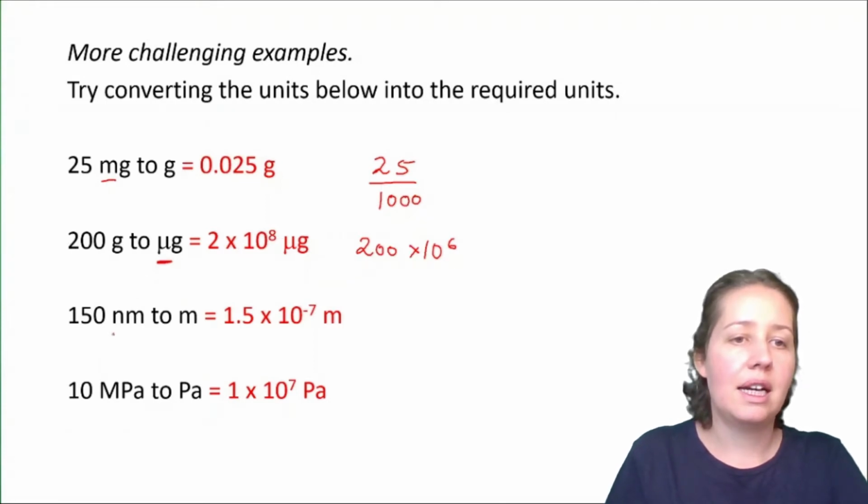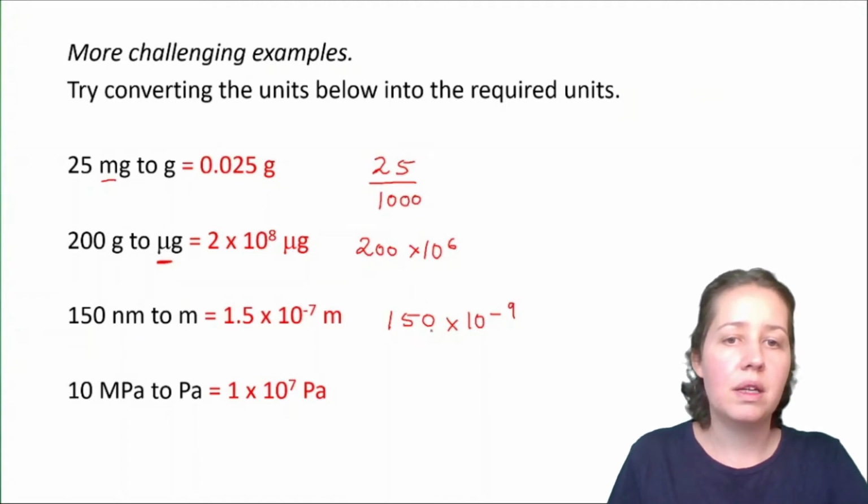Nanometers to meters. Nano is 10 to the minus 9, so I'm going to a bigger unit here, so my number will be getting smaller. So 150 times 10 to the minus 9. In standard form, you move that decimal place 2, giving you 1.5 times 10 to the minus 7 meters.